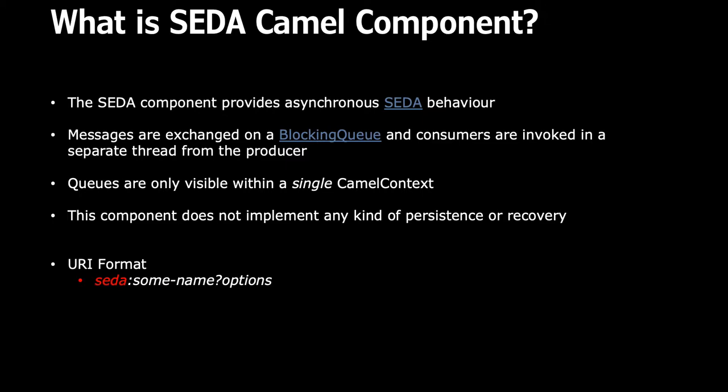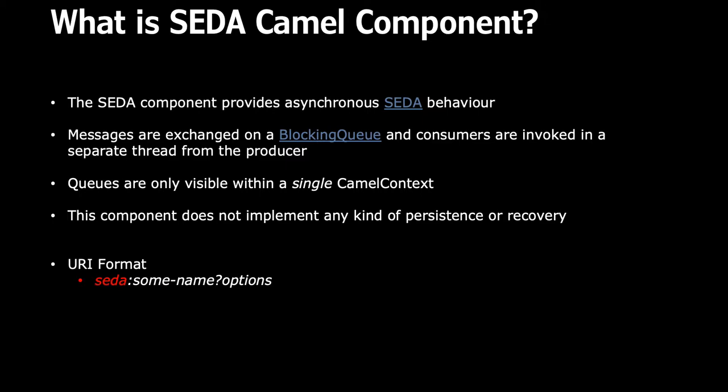Queues are only visible within a single Camel context. This is a very important thing to note over here. If you have multiple Camel contexts, you cannot invoke SEDA running in another Camel context. So you just need to make sure your SEDA route is within the same Camel context.